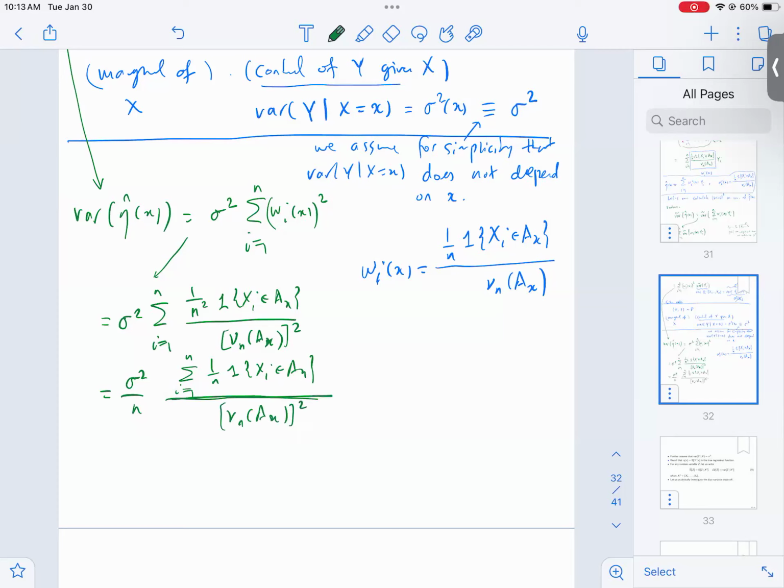And we notice that this thing is the copy of that empirical thing. Right, so sigma squared over n, nu_n of A_x divided by nu_n of A_x squared, and so one of them cancels out. So the variance is really sigma squared over n times nu_n of A_x, which is a pretty nice statement.